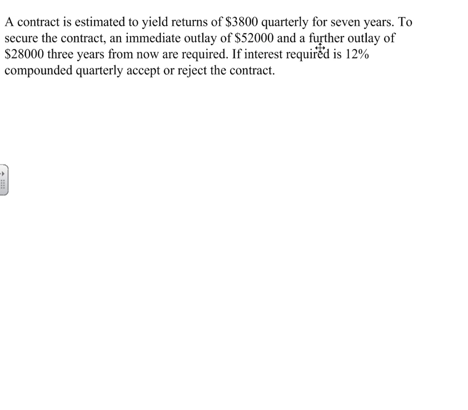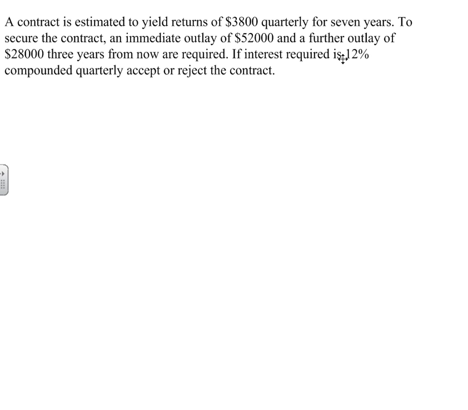Okay, in this case, we're going to try to make a decision based on income and expenses. This contract is to yield returns of $3,800 quarterly for 7 years. That's going to be income, which we will assume will be at the end of each of the 7 years. To secure the contract, an immediate outlay of $52,000, so we have to spend or invest $52,000 right now, and a further $28,000 3 years from now.